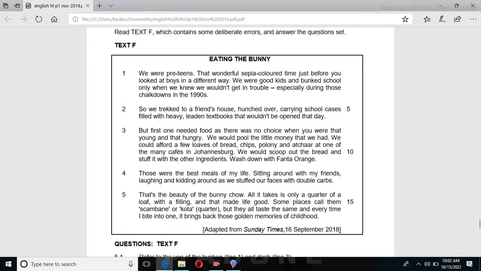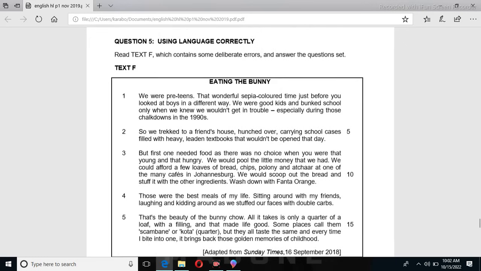Today I will be doing the last portion of the English Paper 1, which is called language editing, or language in context, or using language correctly, whatever you want to call it.